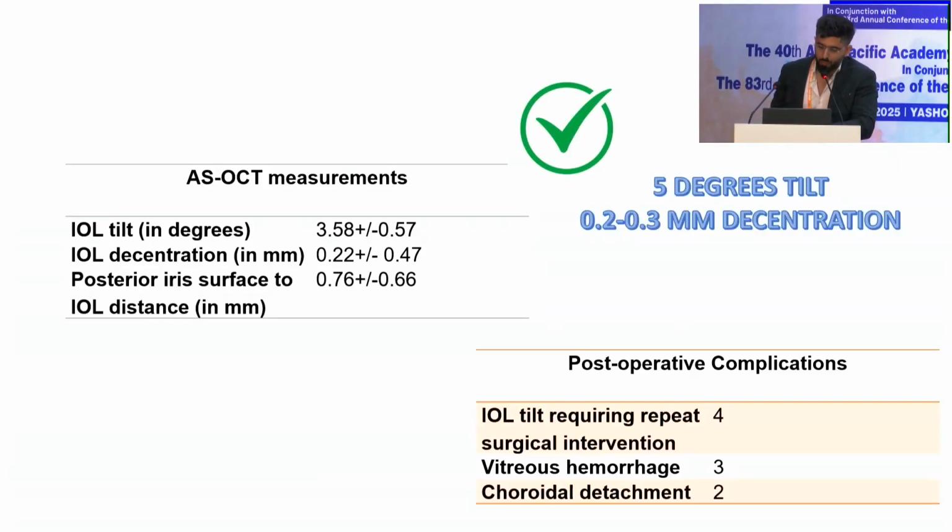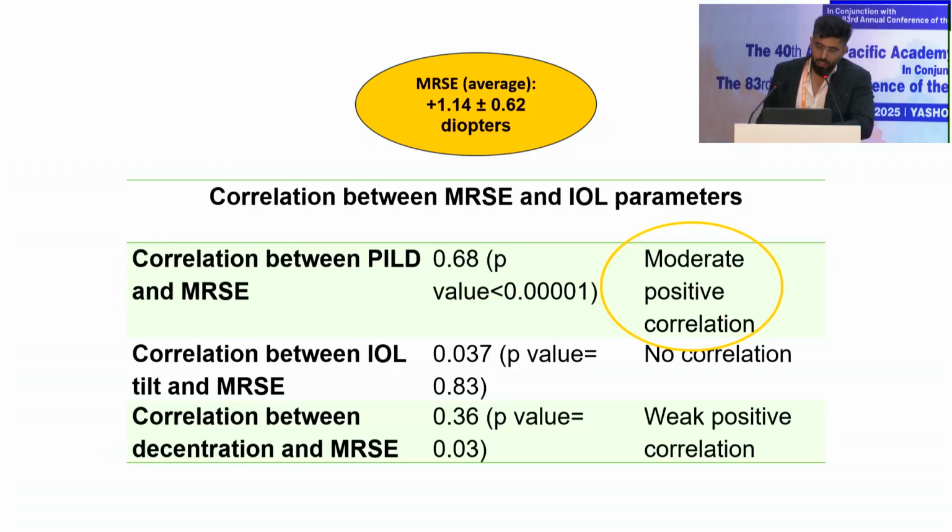And the postoperative complications were that 4 patients had an IOL tilt requiring a repeat surgical intervention. 3 patients developed vitreous hemorrhage, which cleared on its own within a period of 1 month. And 2 patients developed choroidal detachment, which again resolved within a period of 2 weeks on oral steroids. Now, the mean refractive spherical equivalent was 1.14. That means all of our patients had a mean hyperopic shift.